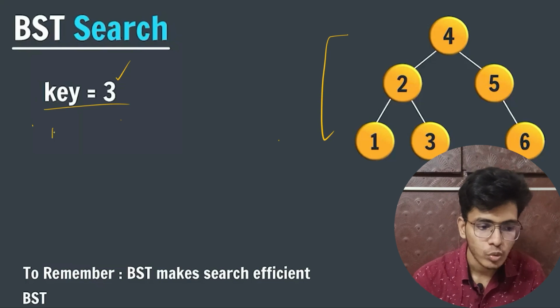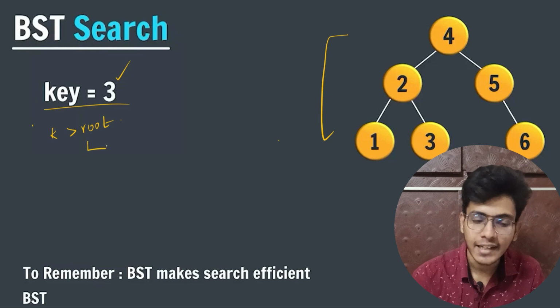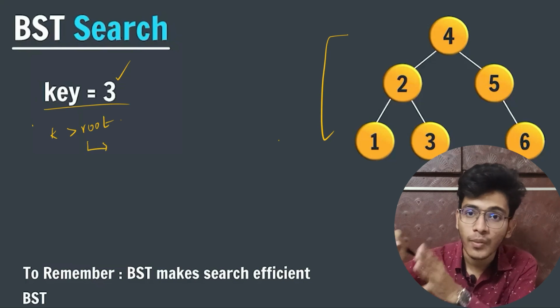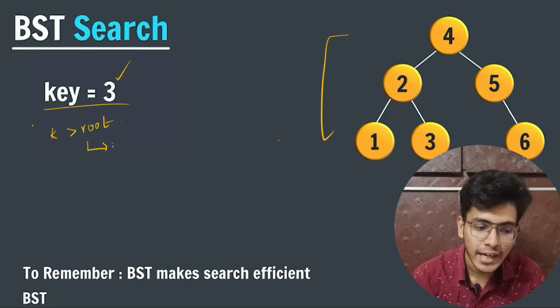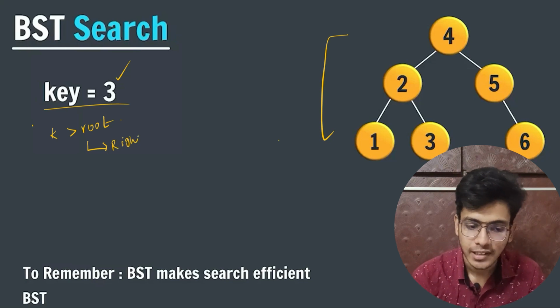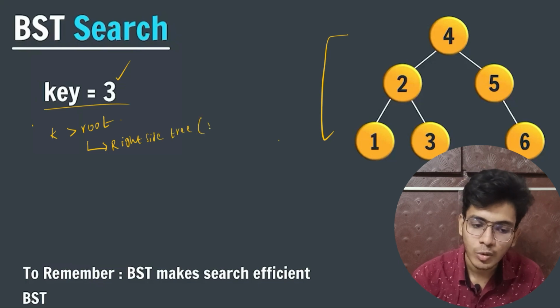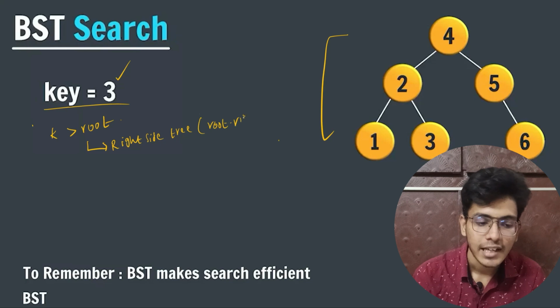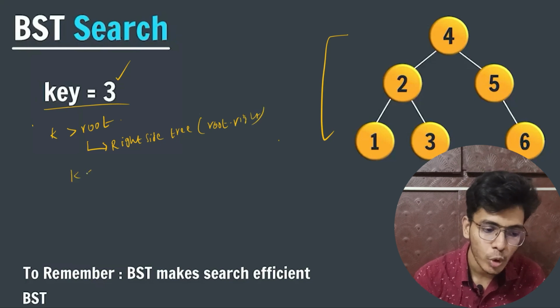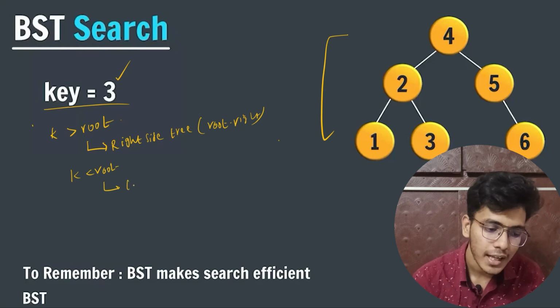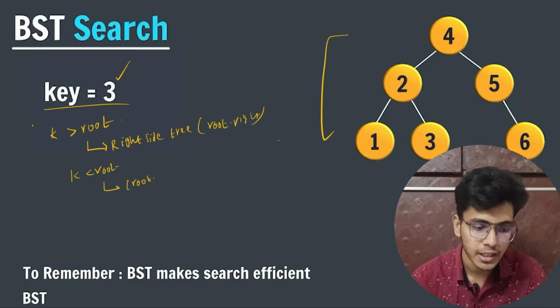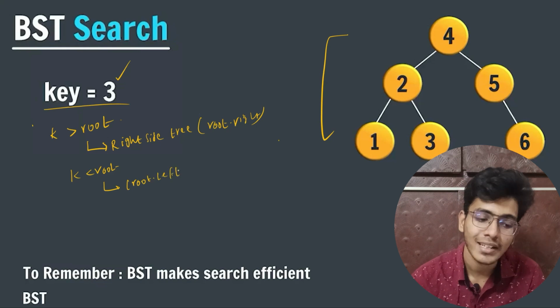In order to search a particular element, I will check whether my key value is greater than my root value. If it is, then just as in arrays where I used to go to the right side of my array, here I will go to the right side of my tree, root dot right. If key is less than my root node, I will go to the left subtree, root dot left.